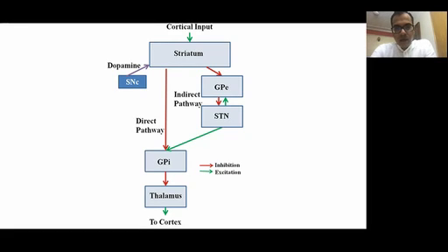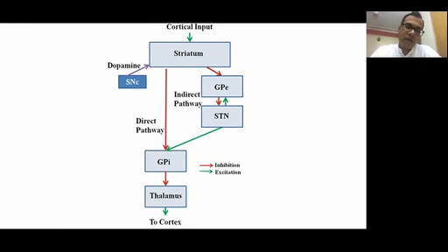Now what happens in Parkinson's disease? The problem is not in the direct or indirect pathway, the problem is in the substantia nigra pars compacta, which is the source of dopamine. All the dopamine comes from the substantia nigra and goes to the striatum. Whenever D1 receptors are stimulated, the direct pathway gets activated. Whenever D2 receptors are activated, the indirect pathway gets excited.